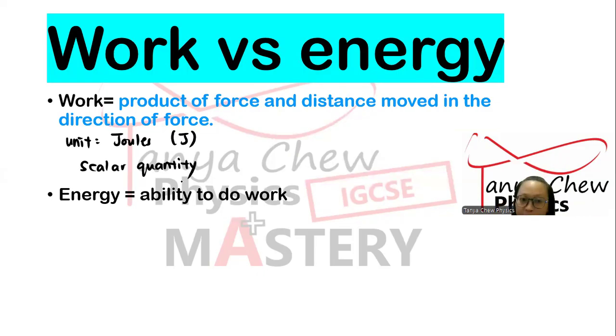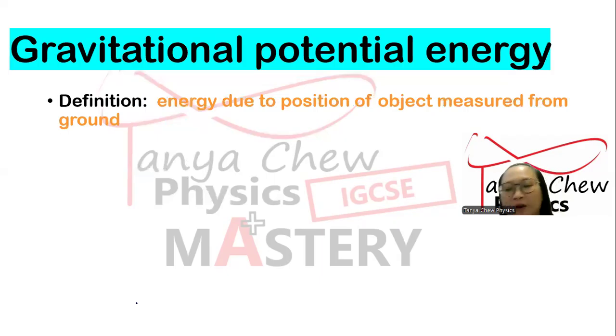Energy, in general, means the ability to do work, right? If you have the ability to do work, then you have energy. So most of the time when we solve any calculation question, we always say energy is equal to work. Sometimes it is true, it is true in a way. Now, there are different energies that are very important in your IGCSE physics.